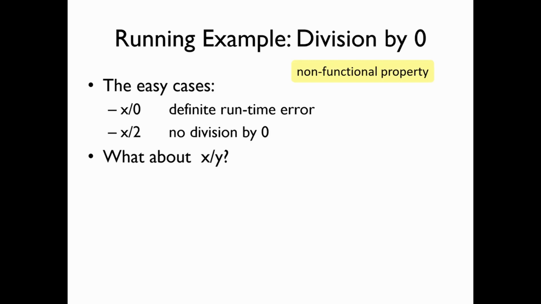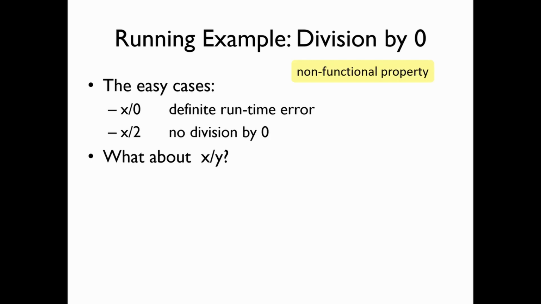We now introduce our running example for the analysis of a non-functional property. We are trying to show the absence of division by 0. Let us consider the occurrence of a fraction in a program. The easy cases are that the denominator is a constant. We have found a definite runtime error if this constant is 0. It occurs in reachable code, and they are right.